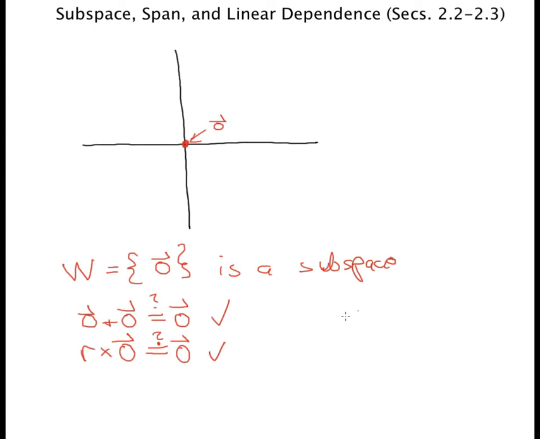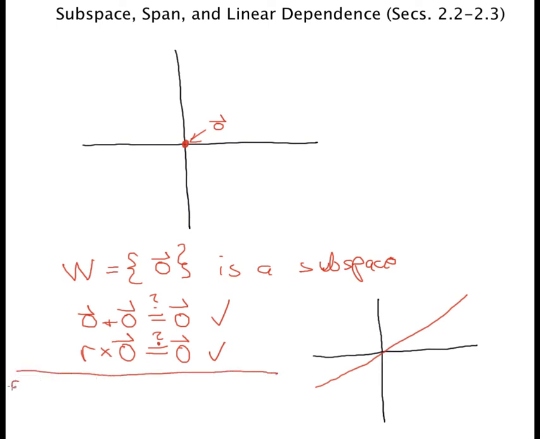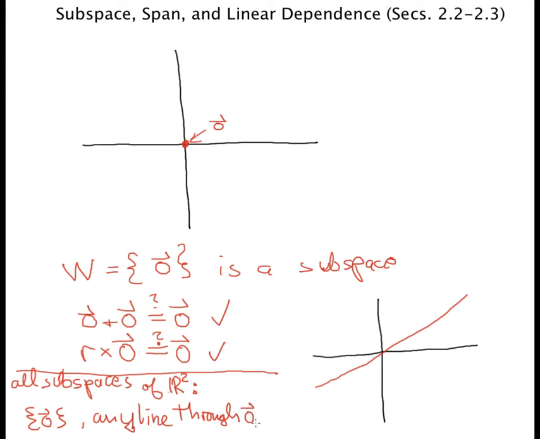So what are all of the subspaces of R2? If you think about it, there's any line through the origin. There's 0 and all of R2. So the answer is the complete list of subspaces of R2 is just the 0 vector, which is 0-dimensional, any line through the origin, and all of R2. And is that really all the possibilities?